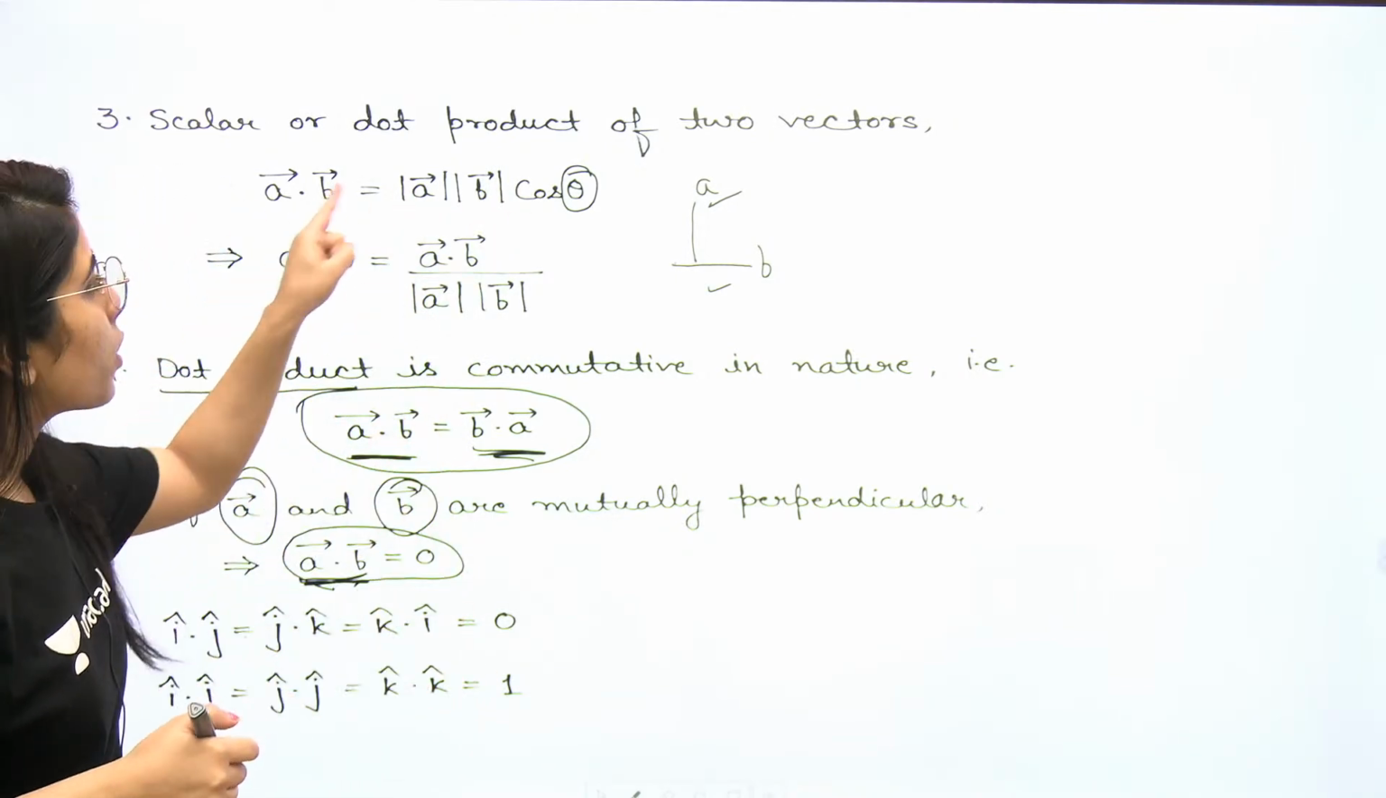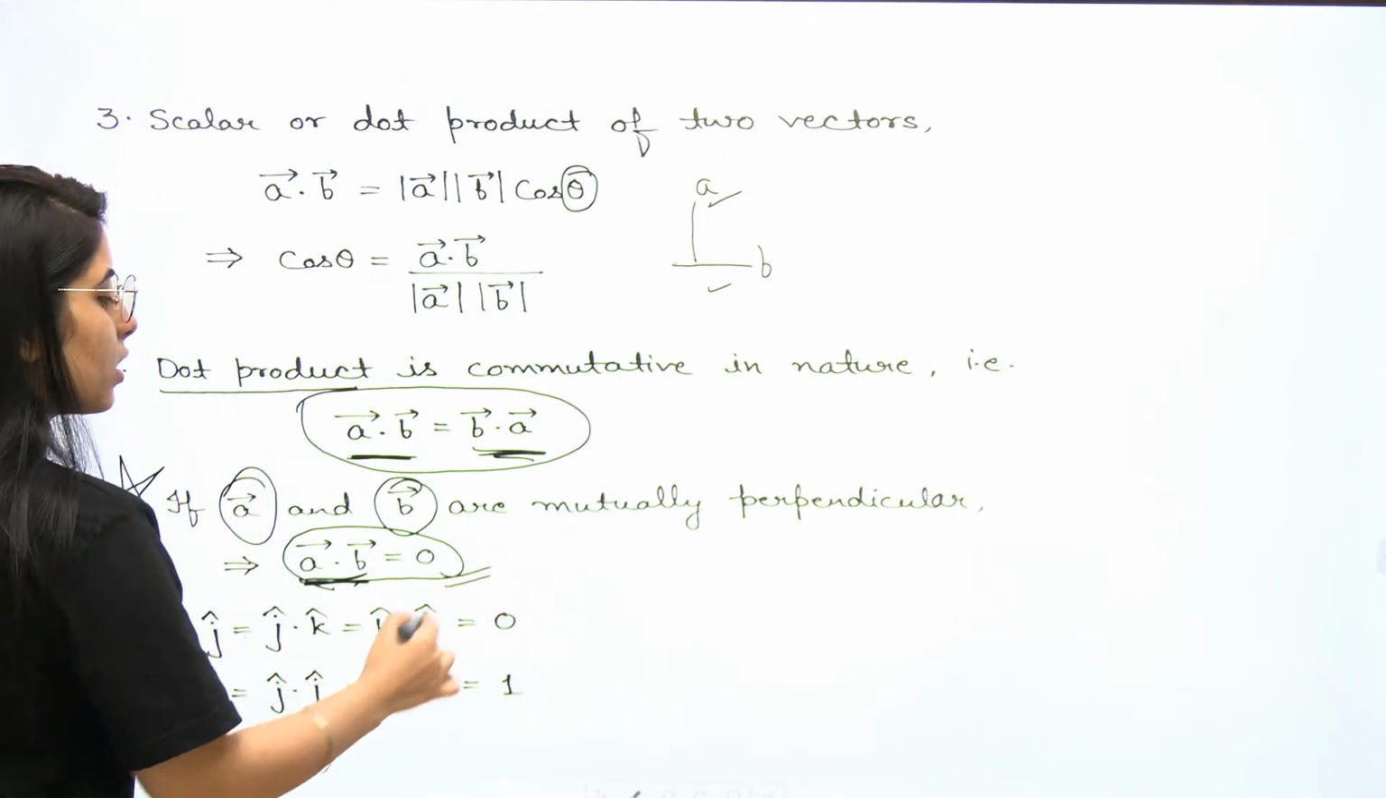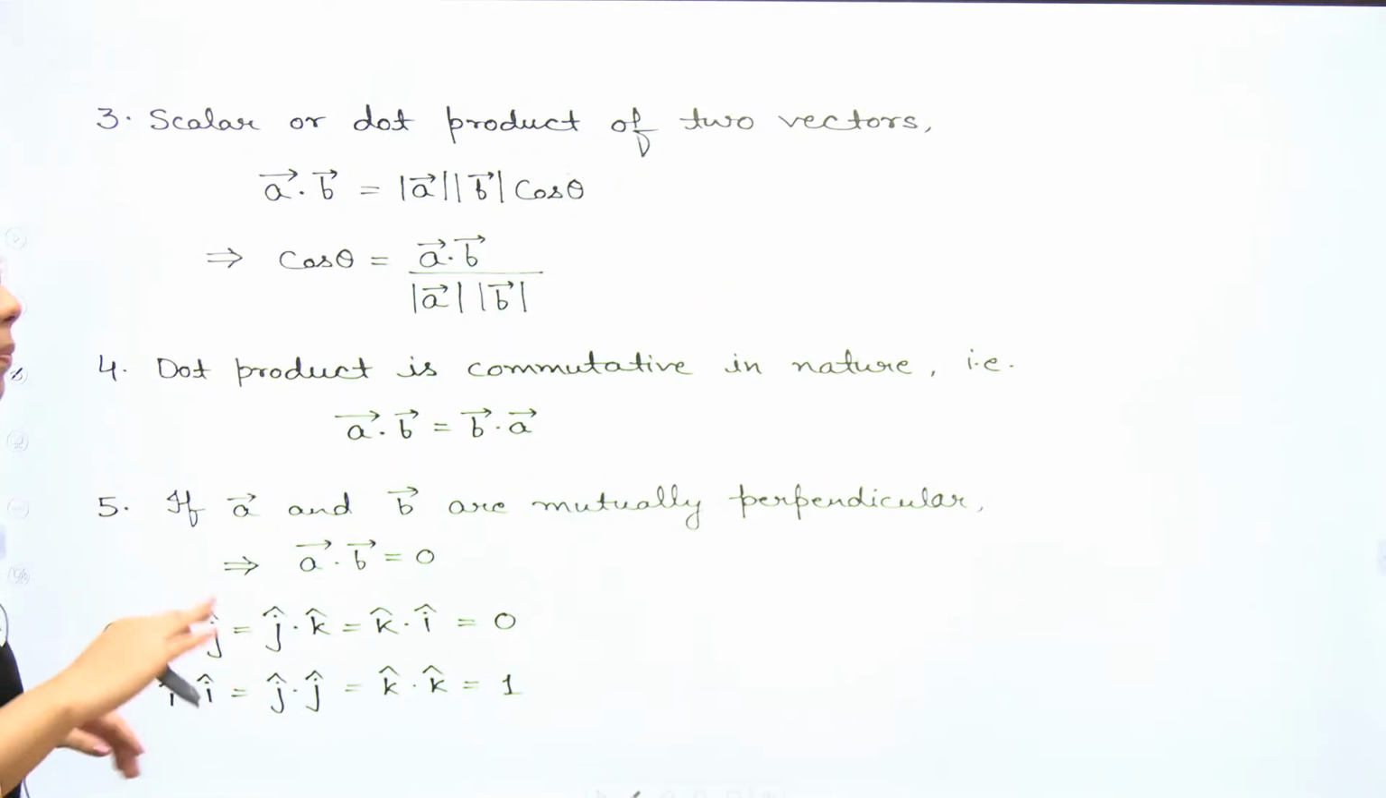So A dot B will be equal to what? That will be 0 itself. From there only we are getting this condition, but you can use it directly anywhere when they are considering the mutually perpendicular case. Okay, next point.